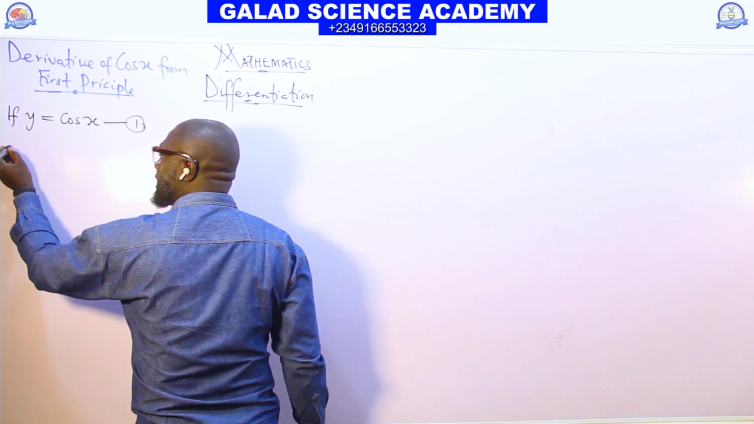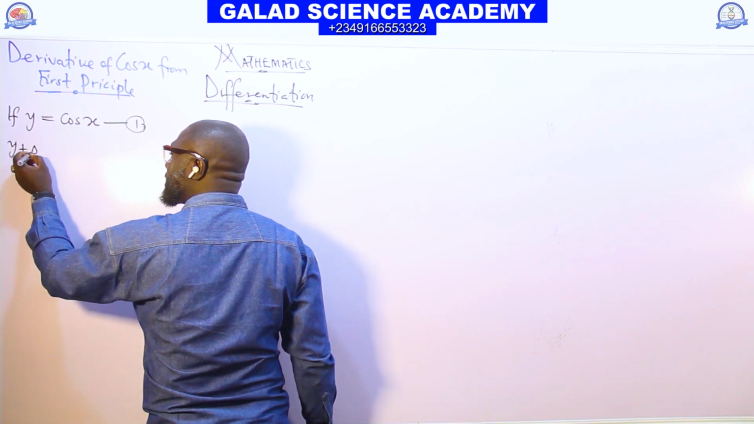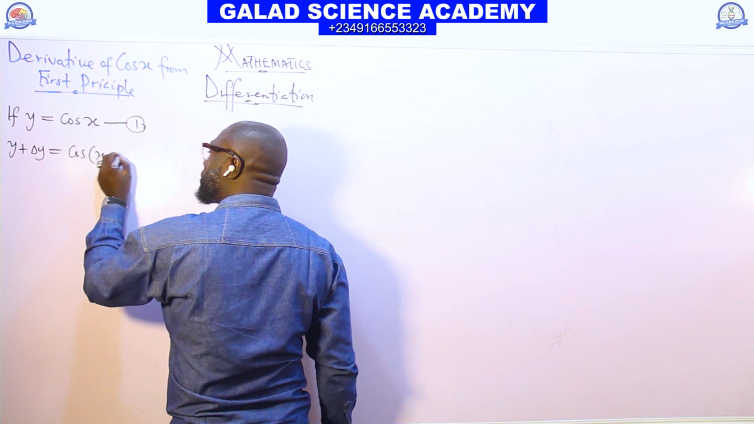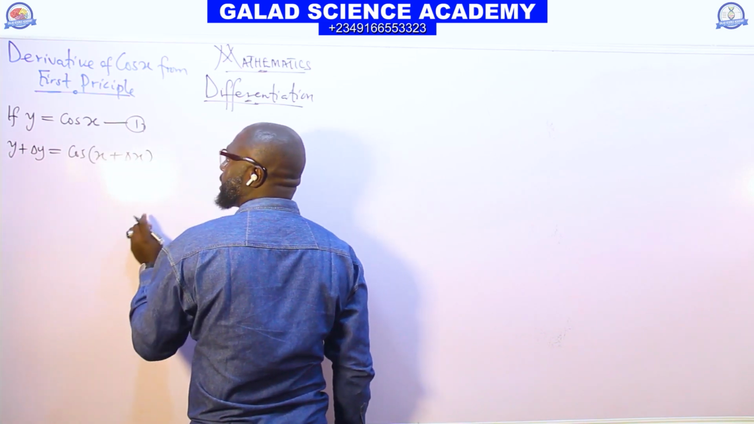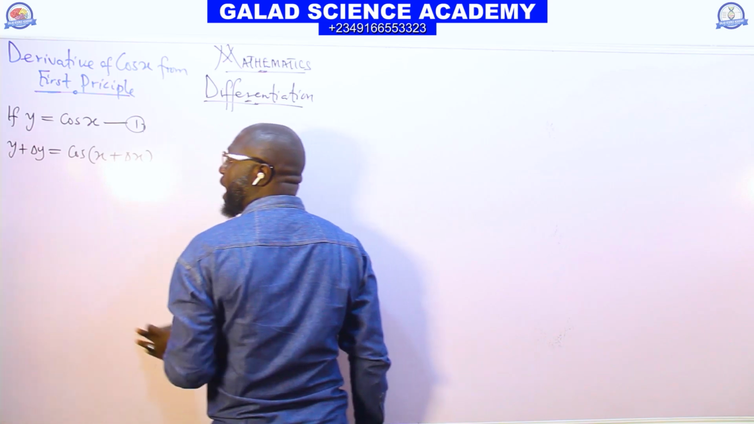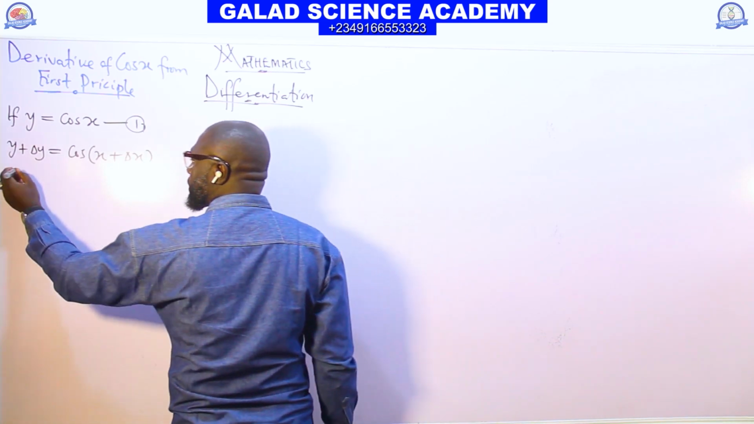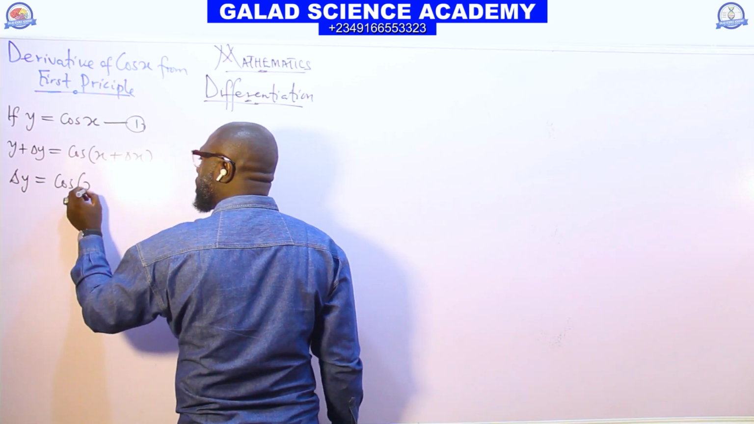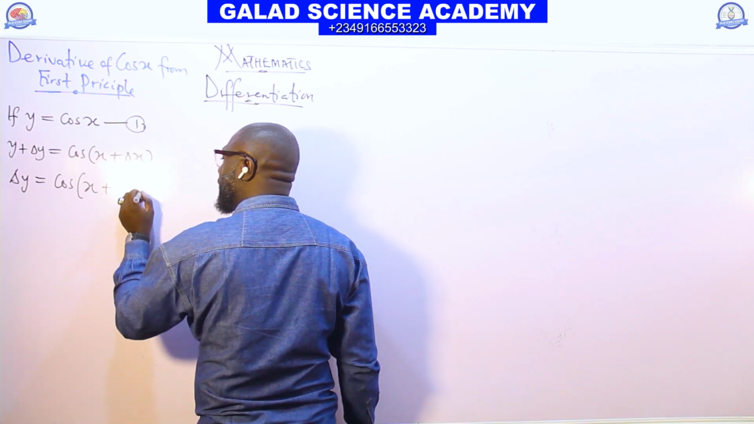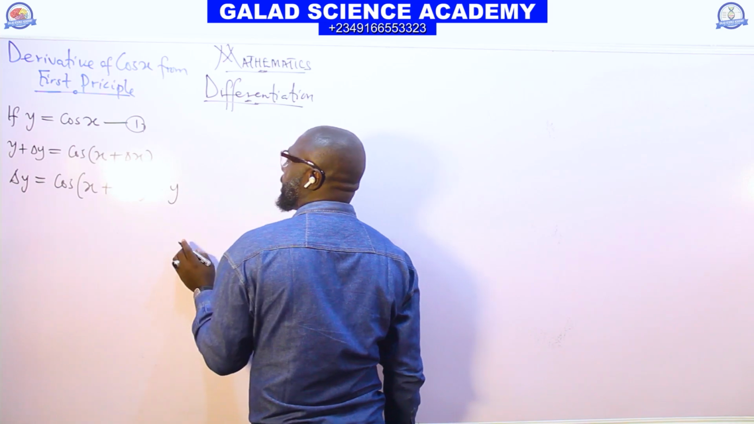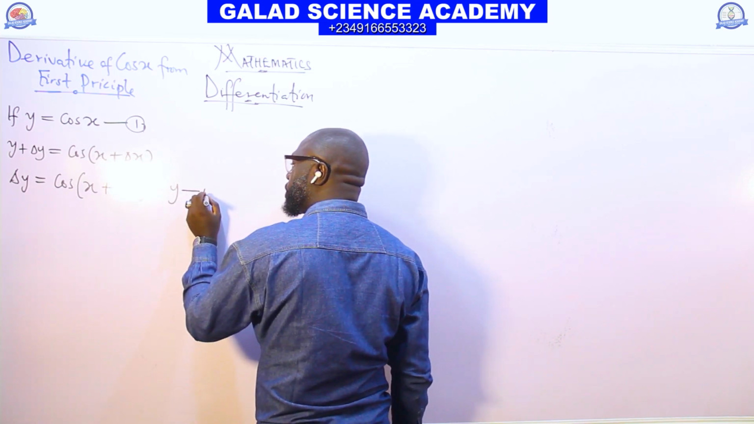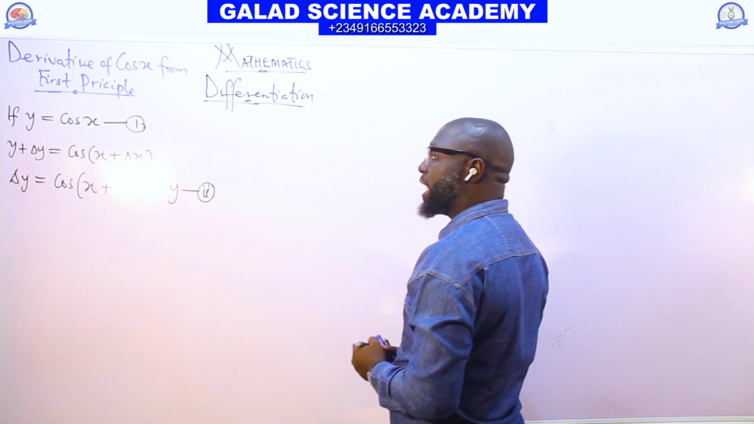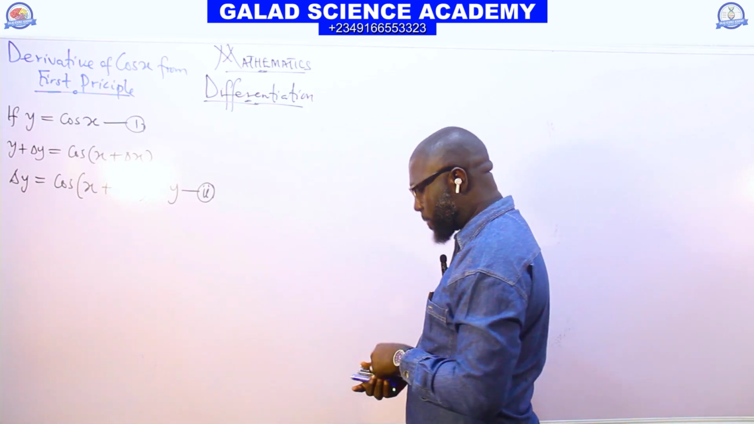By adding it, y is increased by change in y, and x by change in x. The formula gives change in y should be equal to cos of x plus change in x, minus y. This expression we call equation 2.